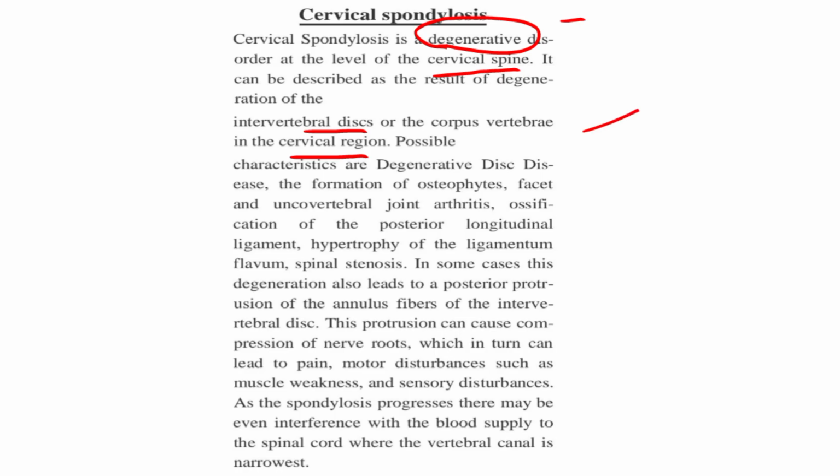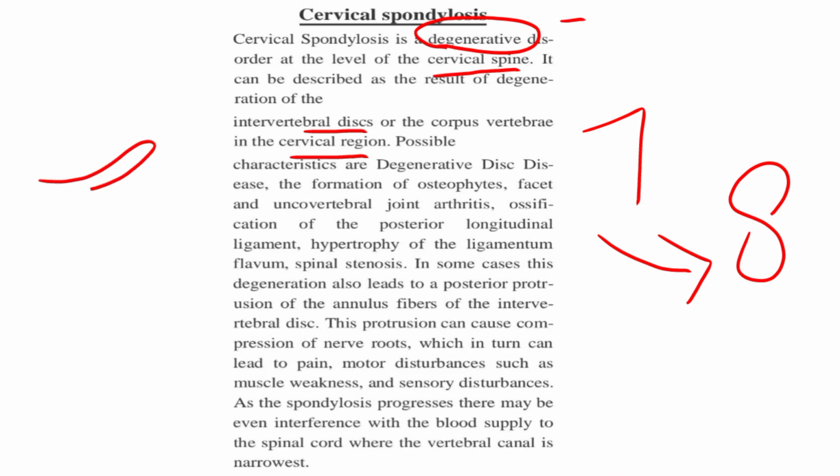There are 7 cervical vertebrae. The nerves in the cervical region are 8. We add one nerve to each cervical vertebra. If it's C1, then the nerve passing under C1 is C2. So this is the pattern.